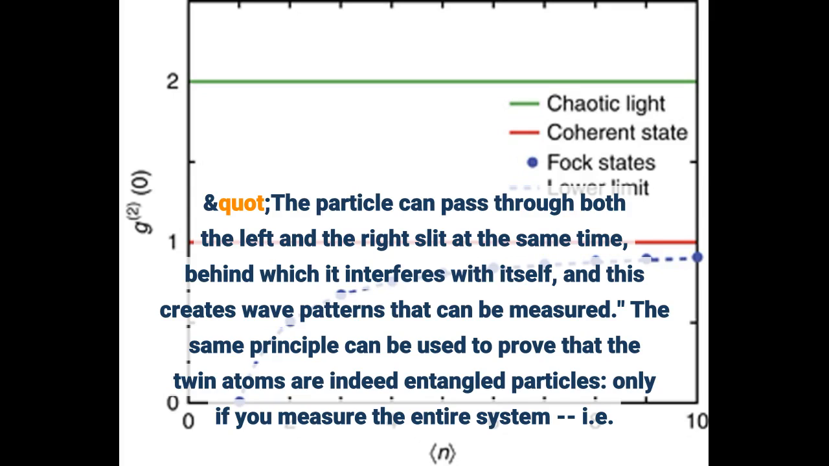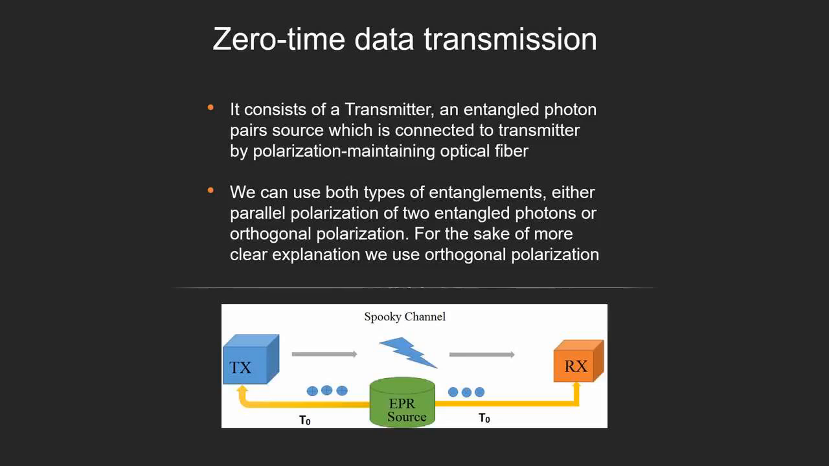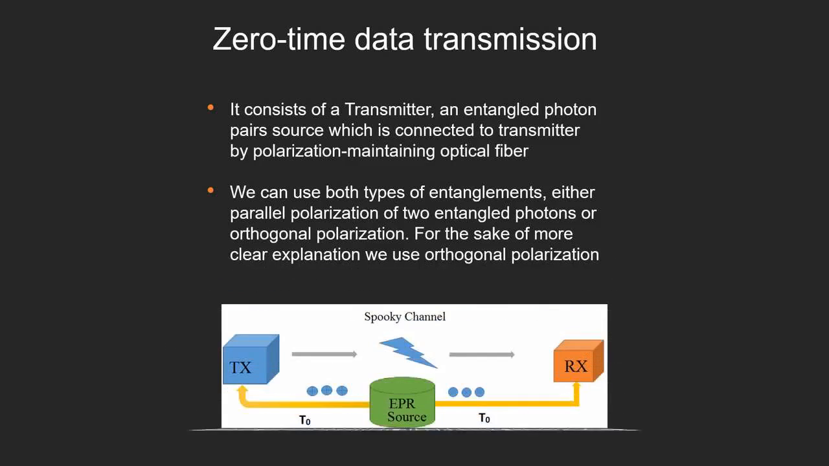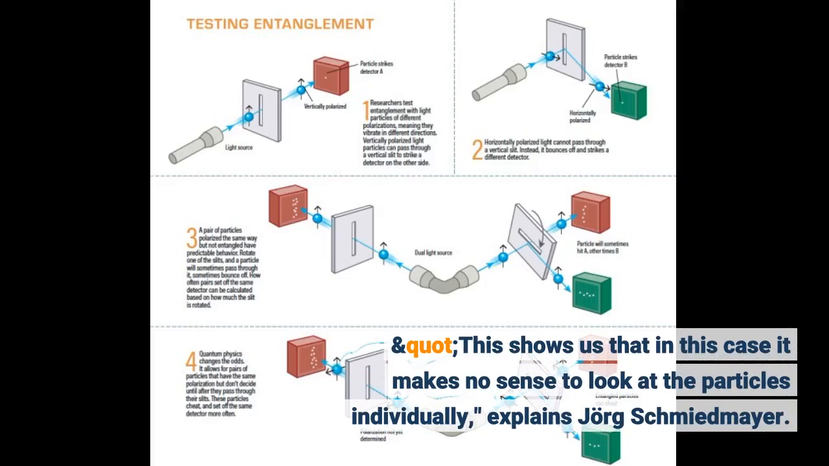The same principle can be used to prove that the twin atoms are indeed entangled particles, only if you measure both atoms at the same time can you detect the wave-like superpositions typical of quantum phenomena. If, on the other hand, you restrict yourself to a single particle, the wave superposition disappears completely. This shows us that in this case it makes no sense to look at the particles individually, explains Jörg Schmiedmayer.